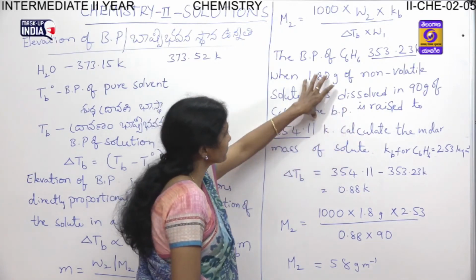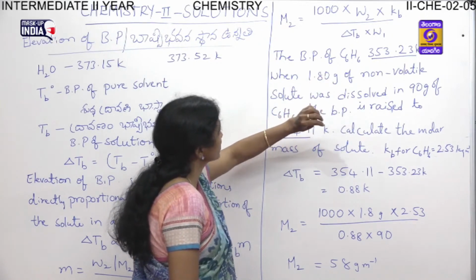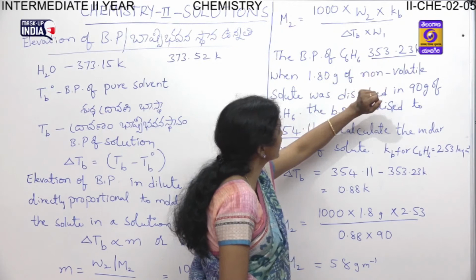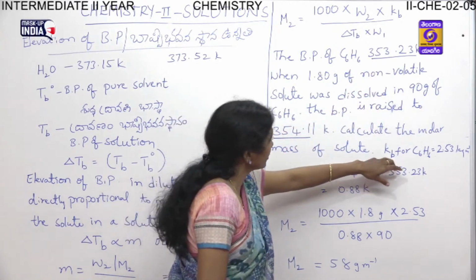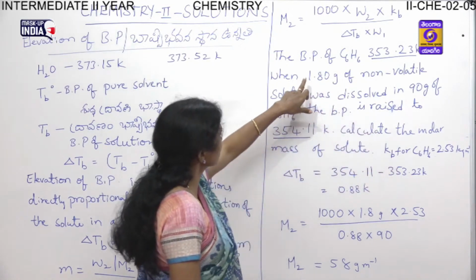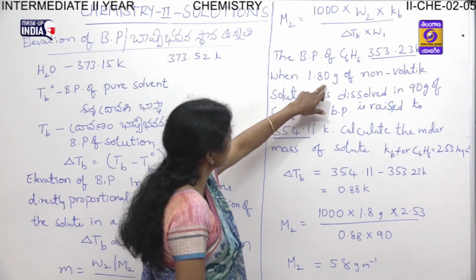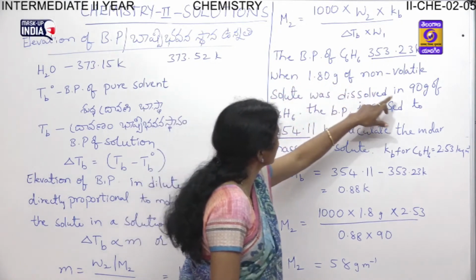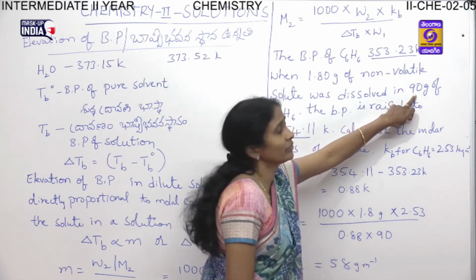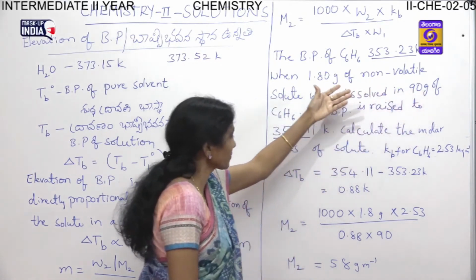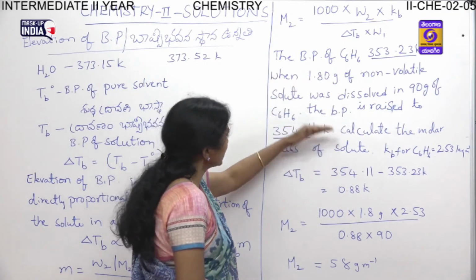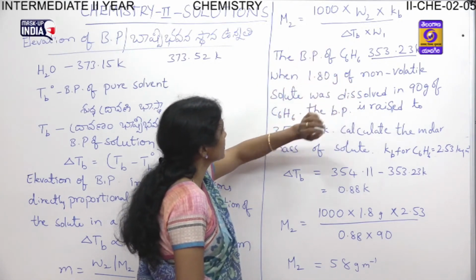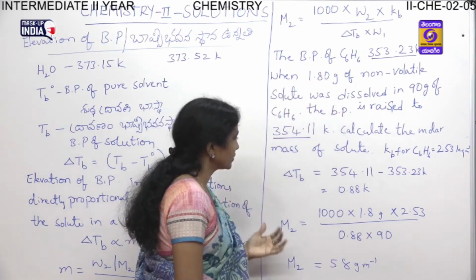What is present in this problem? In this problem, delta Tb is present, and Kb is also present. W2 is also present, that means the weight of solute is present, and the weight of solvent is present. Anyway, we know the gram mass of benzene. So all the values have been given here, and we should simply substitute them.